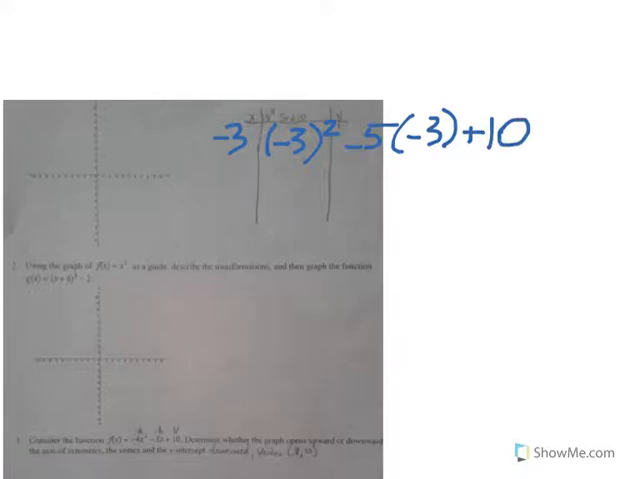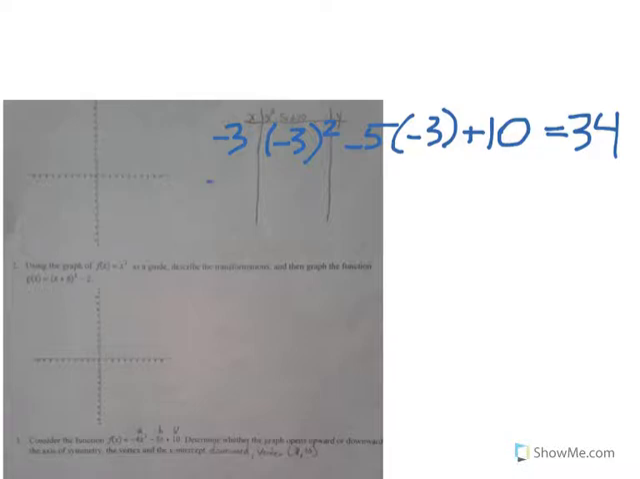Let's see, -3 squared would be +9. Minus 5 times -3 would be minus -15. So we have 9 plus 15 plus 10, which is 34 for y. So that's probably going to be way off your graph there. I can't really read it that well, but it looks like it goes up to 10.